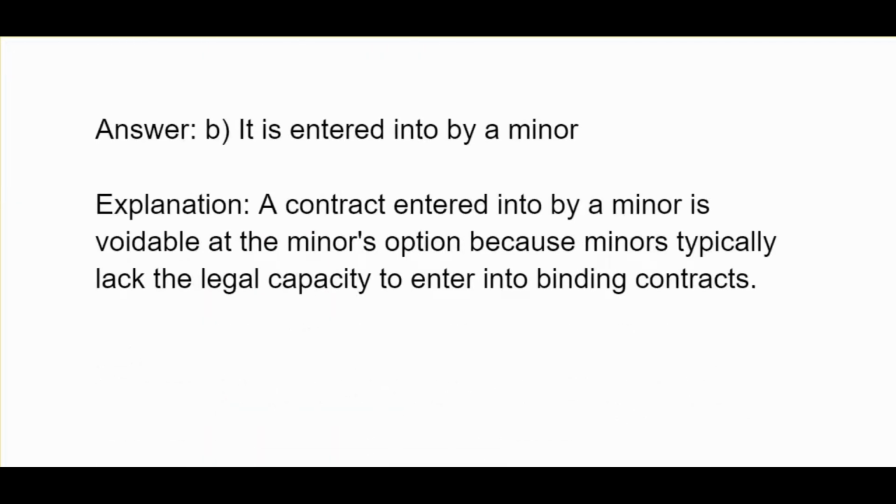B, it is entered into by a minor. A contract entered into by a minor is voidable at the minor's option because minors typically lack the legal capacity to enter into binding contracts.